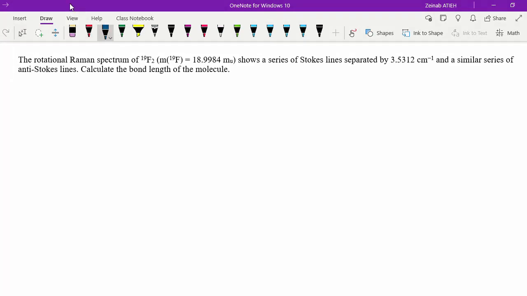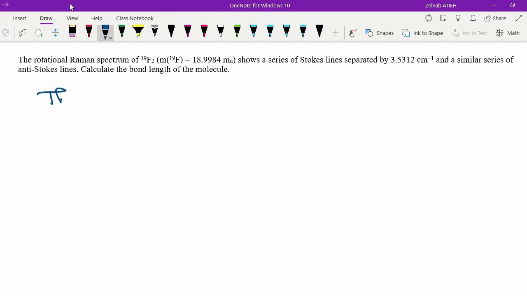The rotational Raman spectrum of F2, the mass of F is given, shows a series of Stokes lines separated by 3.5312 cm minus 1 and a similar series of anti-Stokes lines. So this is the separation between Stokes lines and anti-Stokes lines. Calculate the bond length of the molecule. This is easy. We know that the separation in the case of Stokes and anti-Stokes lines is 4 B bar. So we are able to calculate B bar. Once we calculate B bar, we can find I. Once we find I, we are able to find R. So it's similar to previous questions. I'm just going to write it rapidly.